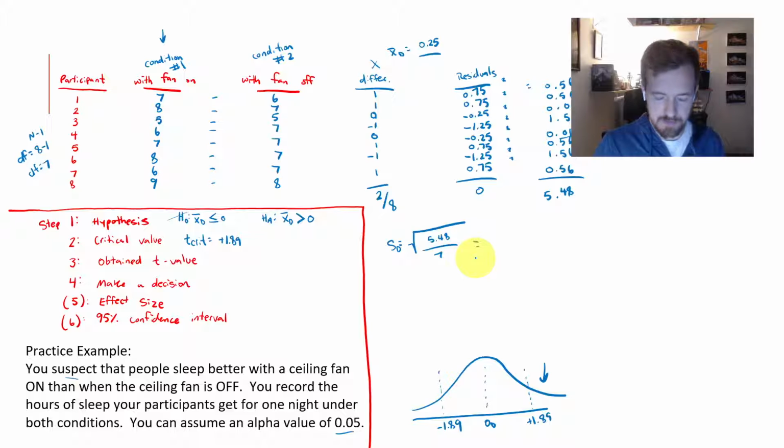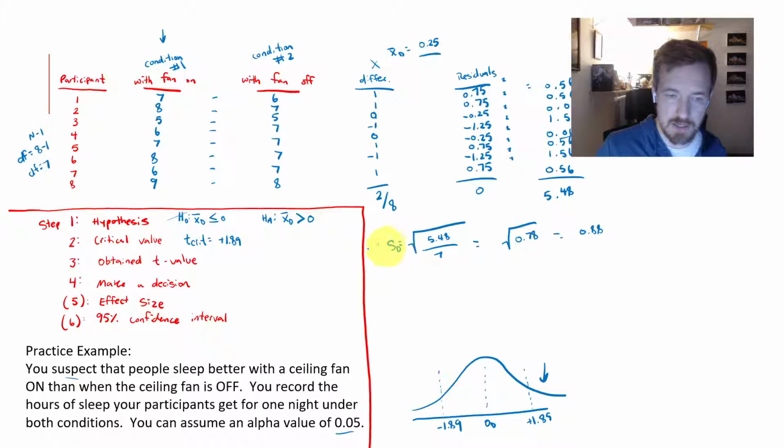So I'm going to be dividing 5.48 by 7, and that is going to give me this. I'm going to get the square root of 0.78, which is going to be equal to 0.88. So our standard deviation is 0.88, and we are almost done with this third step, which just takes forever. So now I'm going to get the sampling error.